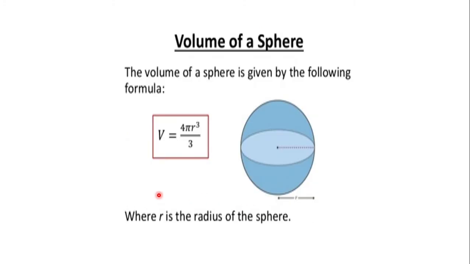The next, let us consider a sphere. You just have to remember this formula. The derivation you will learn in your higher classes. The volume of a sphere is given by the formula 4 by 3 pi r cube, where r is the radius of the sphere. So I repeat the formula: 4 by 3 into pi into r into r into r. It is 4 by 3 pi r cube, which is the volume of a sphere.